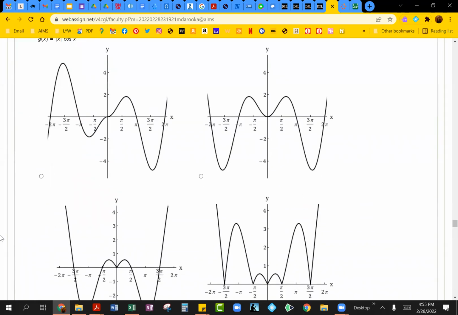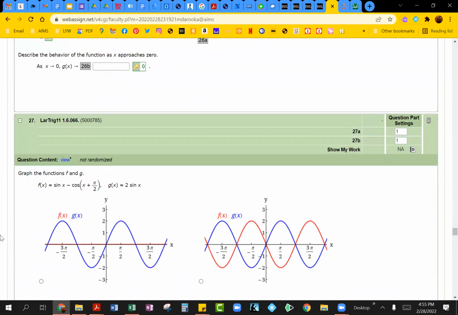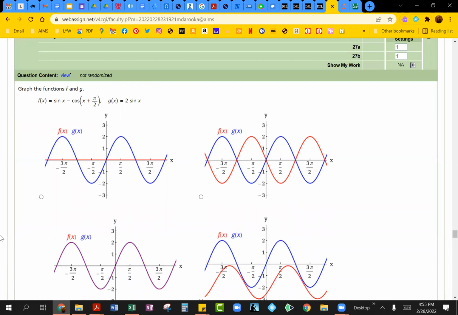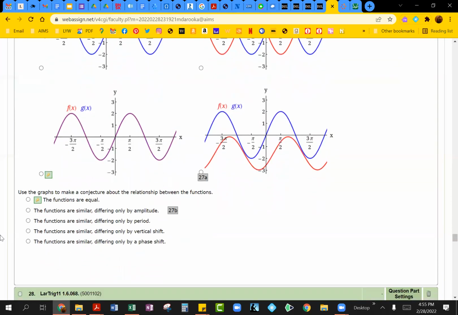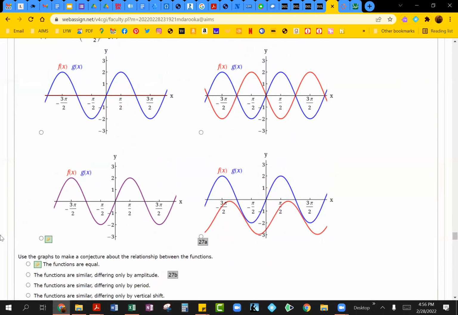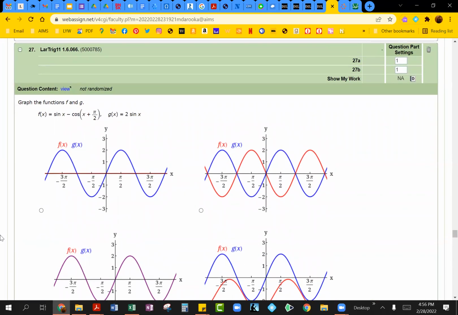We did the absolute value of x times cosine. I think this might be the one. Yeah, this is it. So for this one, I would definitely go with a graphing calculator, because again, trying to graph the sine of x minus cosine of x plus pi halves by hand will be very tedious. So for these ones, I would definitely ask you guys to use the graphing calculator.